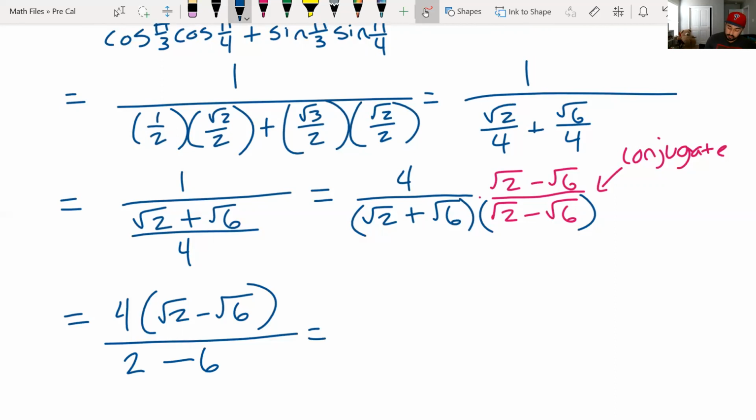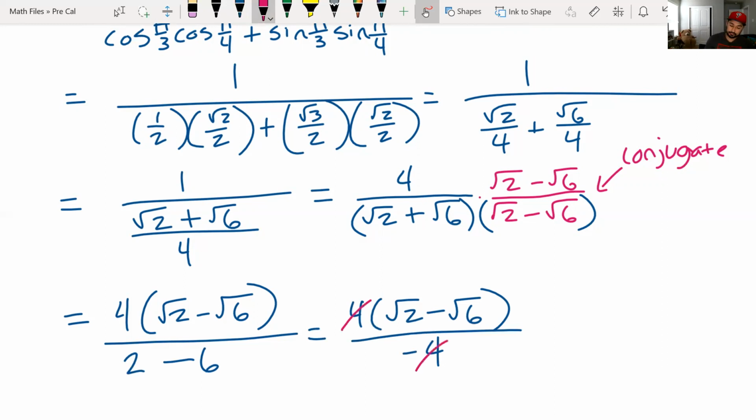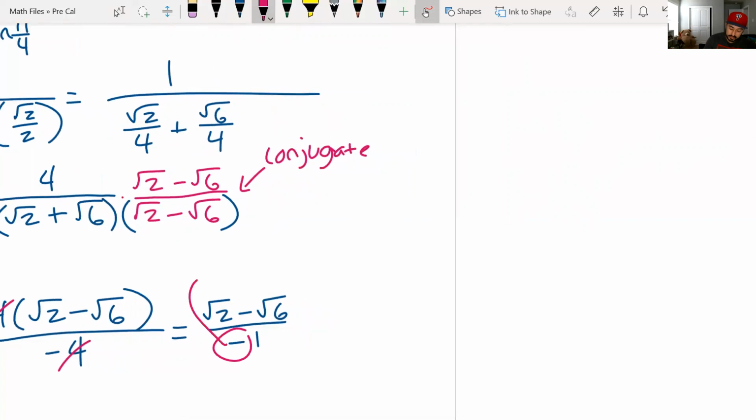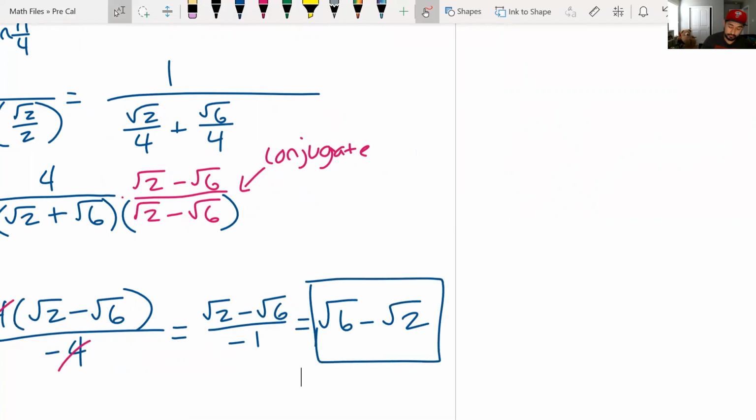Now I have 4 times square root 2 minus square root 6 all over negative 4. My 4's cancel, and I get square root of 2 minus square root of 6 over negative 1. Move that negative to the top. This negative will change the signs on both terms. So this means I am left with square root 6 minus square root 2. Yeehaw.